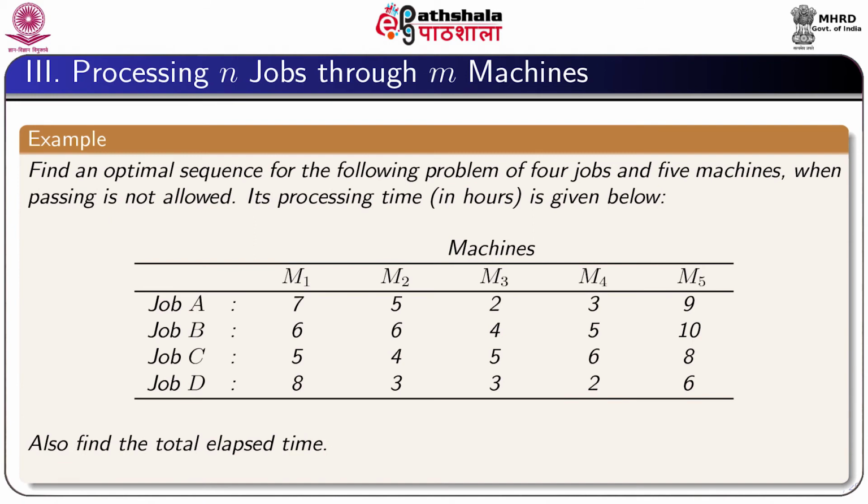Now, we consider another example. Find an optimal sequence for the following problem of 4 jobs and 5 machines when passing is not allowed. Its processing time in hours is given below. We have to find the total elapsed time.